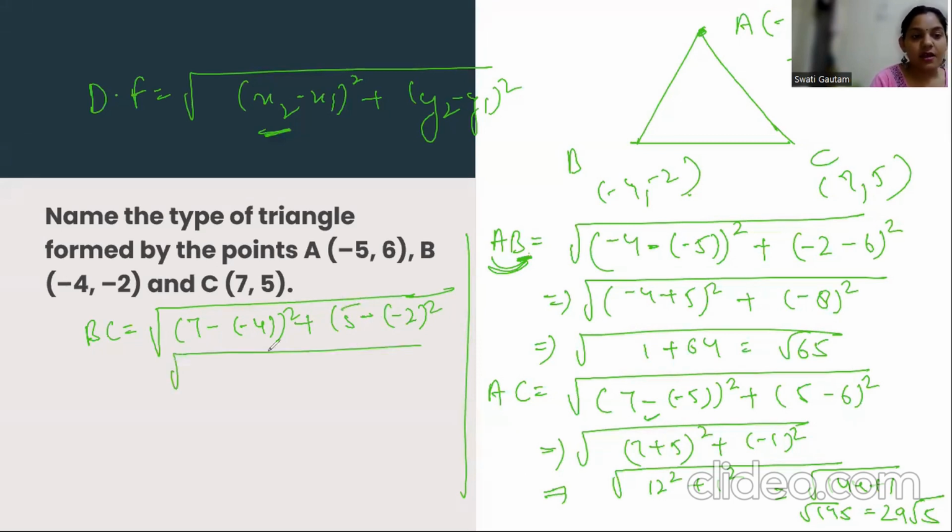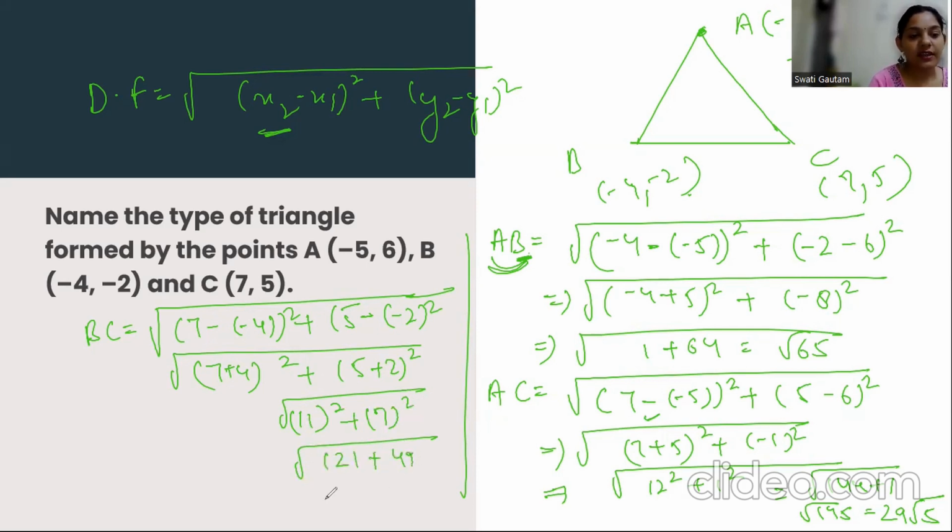So like this. So minus 4, 7, it will become 7 plus 4 whole square and 5 plus 2 whole square. So 7 plus 4 is 11, 11 square and plus 7 square. So 121 plus 49, which is 160. And 160 is 4 under root 10, right? 4 under root 10. So none of the values is equal to each other.